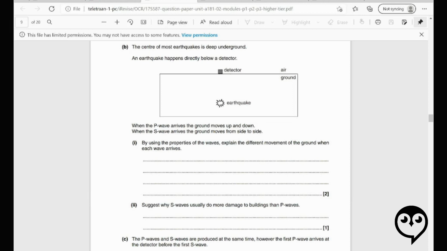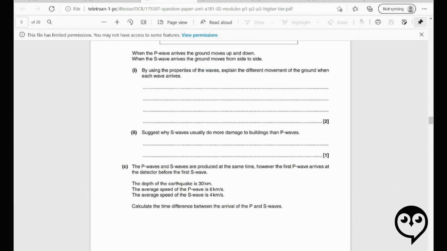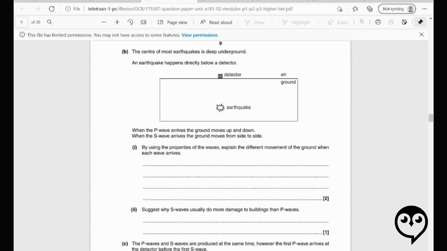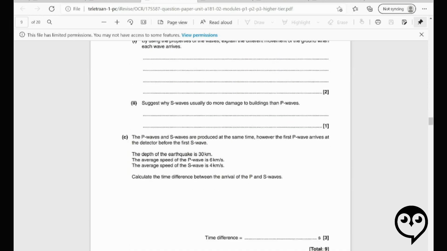I think I've said that. The only other thing you could say is that P waves move parallel to the direction of propagation, and S waves move perpendicular to the direction of propagation. So, why do S waves usually do more damage than P waves? Well, I would say because S waves are moving the ground side to side. You get the buildings to sway, and if the buildings are really tall, they need to be designed in such a way that we're not breaking their structural integrity. That would be my guess.